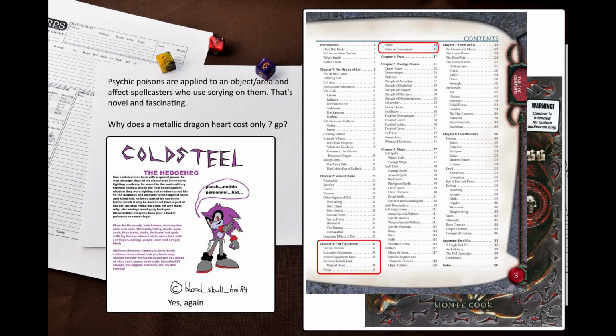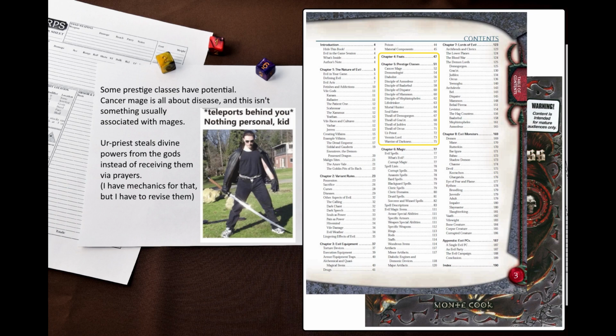Material components, yet again, are very edgy, and their pricing is a bit odd. Who knew that the heart of a metallic dragon costs only 7 GP? But pricing in D&D never made sense anyway. The feat section doesn't really have anything interesting. Most of the prestige classes are quite uninspired as well.